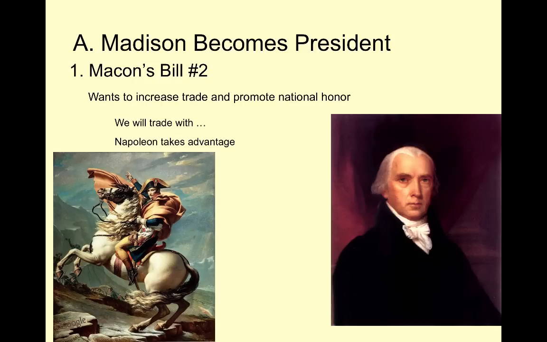And Napoleon is the first one to jump at this chance. Napoleon needs American food for his armies, and he says, America, I respect you. We will respect your rights as an independent nation. And so, according to Macon's Bill No. 2, now the United States will trade with France, and only France. We will not trade with England, because France came out first and said that they are going to respect our rights.